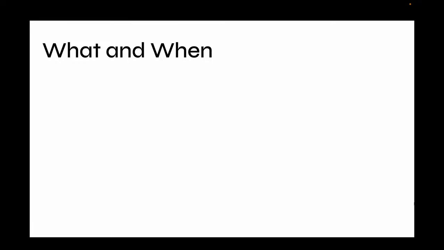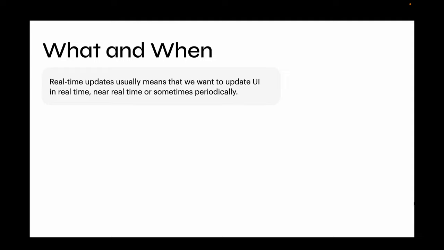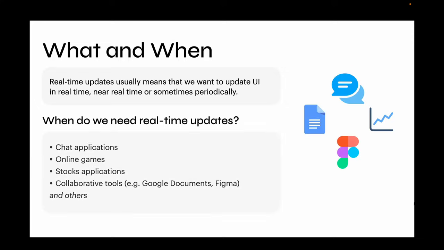First, what do real-time updates mean and when do we need them? Real-time updates usually mean that we want to update the user interface in real-time, near real-time, or sometimes periodically. As front-end developers, our goal is to update the user interface to display new data to the user. And the next question is, where might we need real-time updates? Typical applications include chat applications, messengers, online games, stock applications, and collaborative tools like Google Documents, Figma, and others.